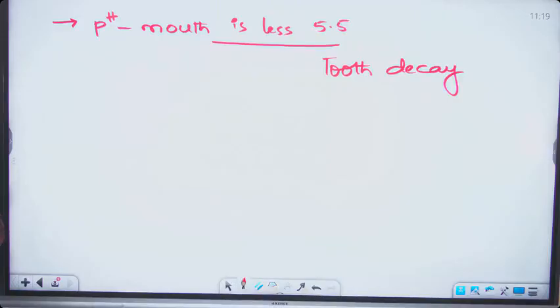So acids promote tooth decay because the bacteria, the germs which are present in the mouth, get activated. That is the reason why doctors suggest brushing your teeth twice daily.